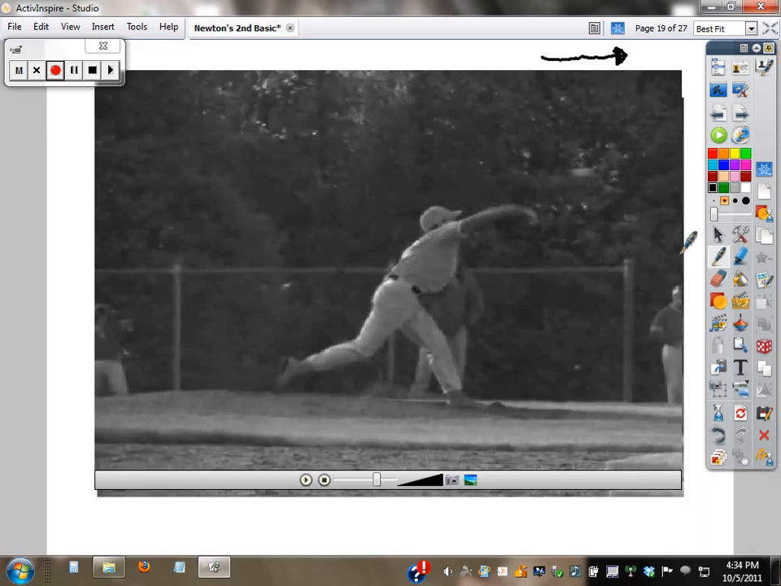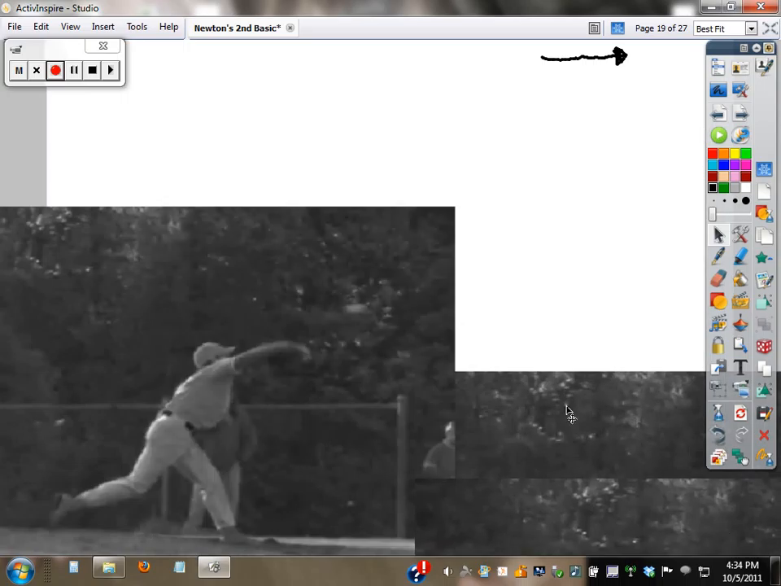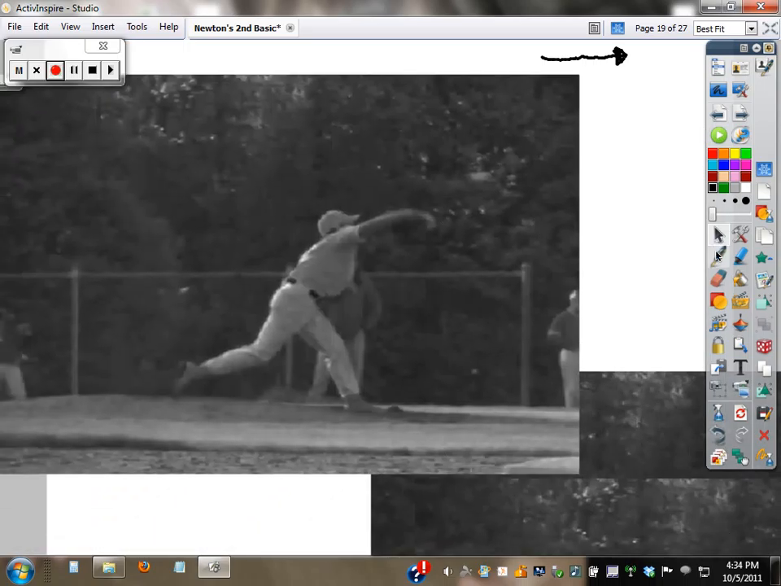So the question is, let's take a picture of it so I can write. What I would like to know is, what's the unbalanced force acting on this ball right now? If there's an unbalanced force pushing it towards the batter, what is it? Well, the answer really is nothing. There's nothing pushing it towards the batter.